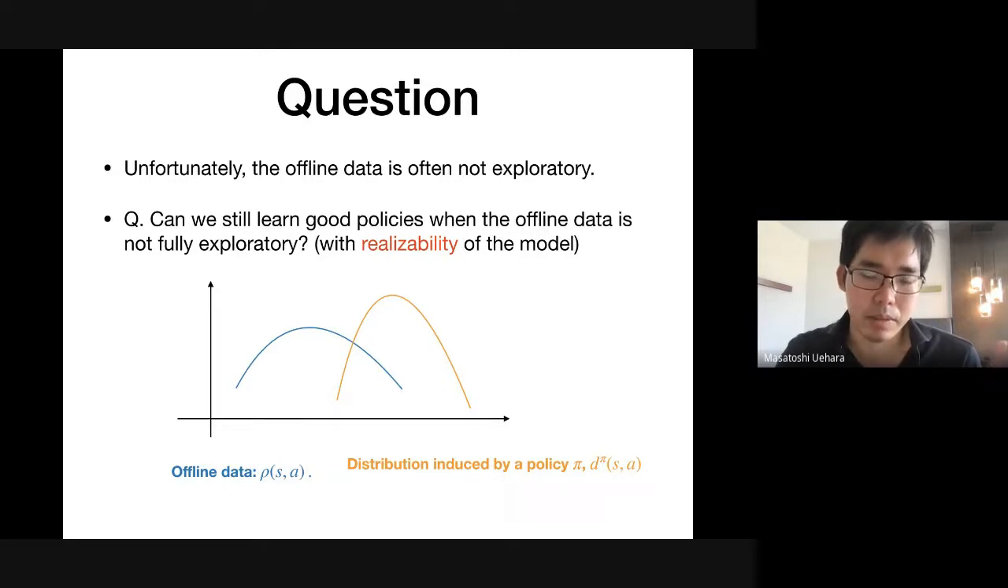I want to say that we don't assume that the data is discrete or tabular. As you know, in online RL, since exploration is very difficult to handle, people often assume that everything is tabular. But here we don't assume that, and our goal is really proposing an algorithm which can allow for any function approximation.